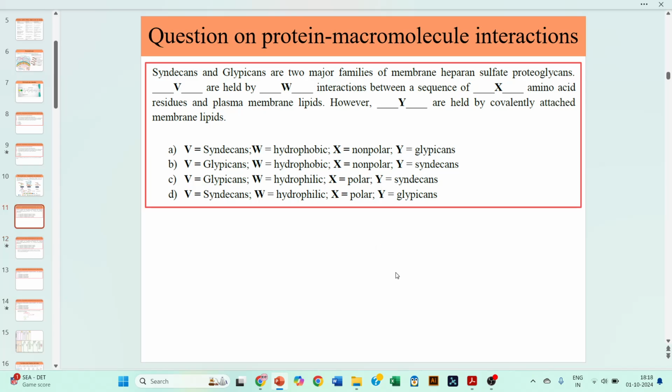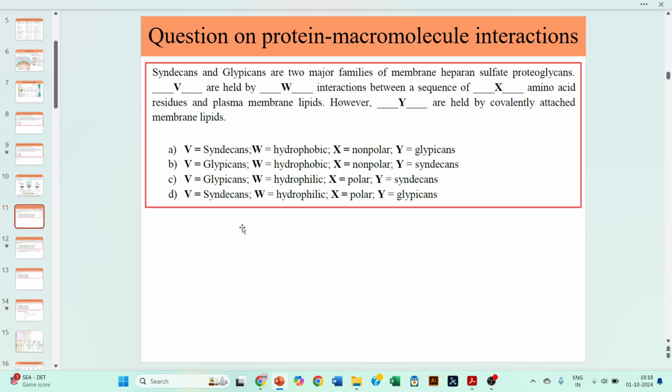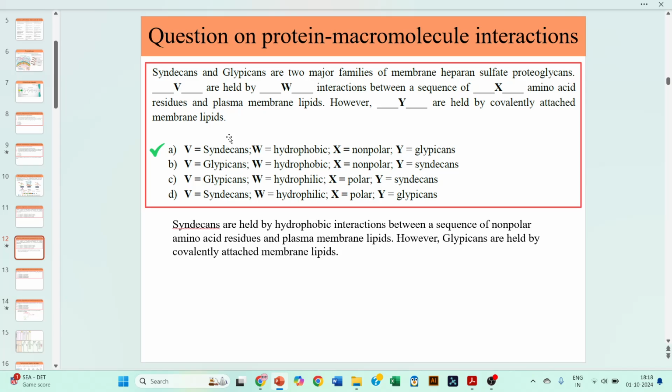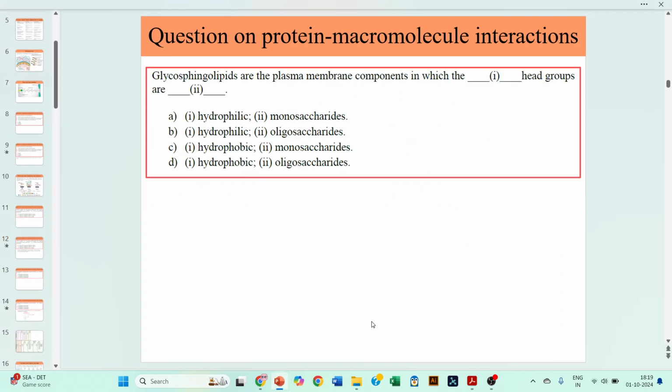We talked about syndecans being this transmembrane protein, right? That is why syndecans are basically transmembrane. There will be non-polar residues, and therefore these non-polar residues and the plasma membrane lipids hold these syndecans together by hydrophobic interactions. And glycans are held by membrane lipids through covalent interactions. So you can read more about these, and that will help you understand them better.